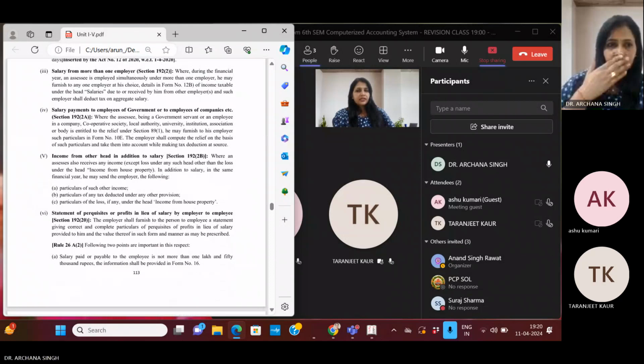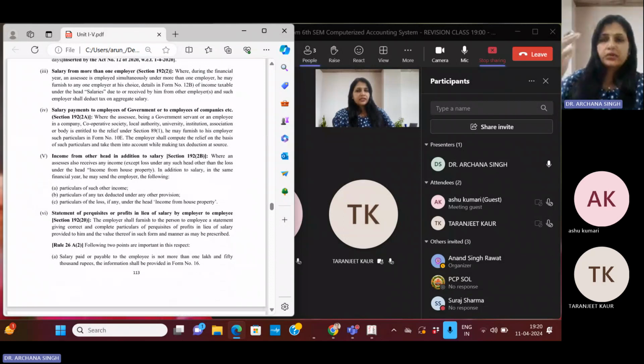Salaries due or received by him from an employer, एक employer को डिटेल्स जो है प्रोवाइड करनी है, सैलरी under the head salary, उसकी सैलरी डिटेल्स, जो भी due और received by him from the employer, and such employer shall deduct that tax on his aggregate salary, not on the full salary. Okay.